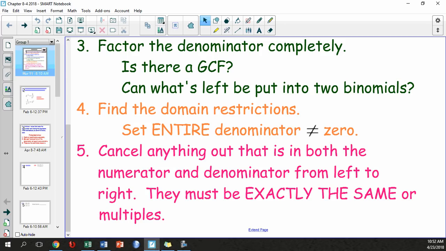Basically, whenever I say we have a rational expression, that means it's fractional. When you have a fraction, can you ever divide by 0? No, you can never divide by 0. So basically what you're going to be doing is taking that denominator and setting it not equal to 0. Because if it is equal to 0, guess what? We can't do a calculation on that problem. Then your goal is to cancel anything out that is in both the numerator and the denominator from left to right. They must be exactly the same or multiples. Do we all understand that? So keep those steps there and keep looking at them.